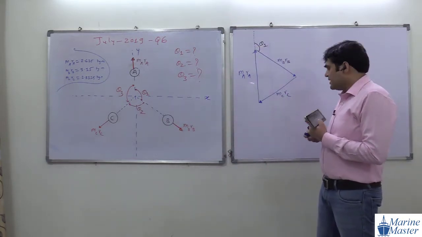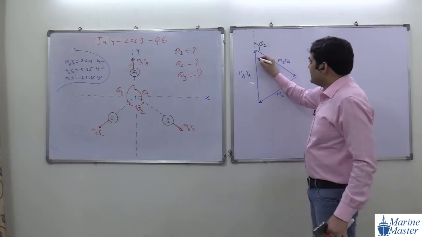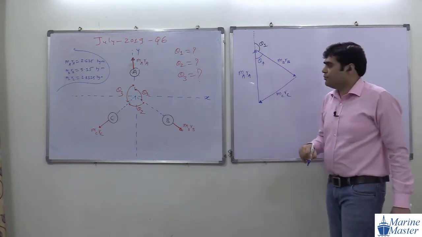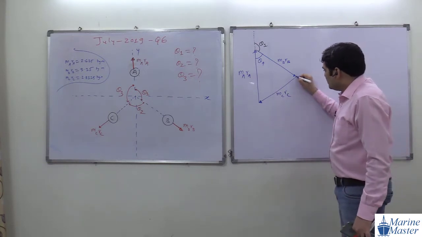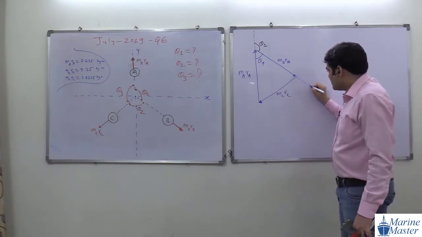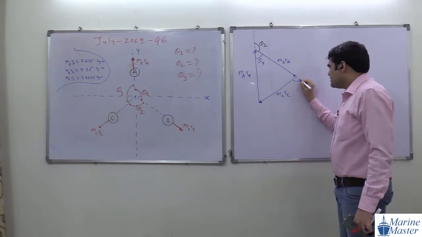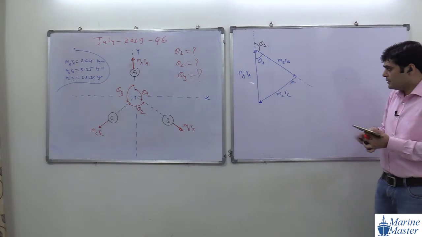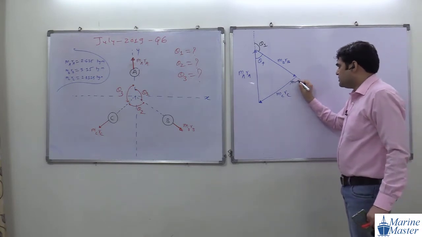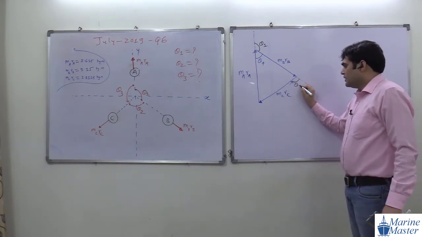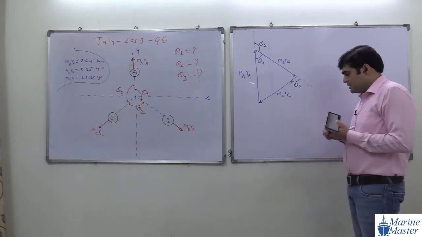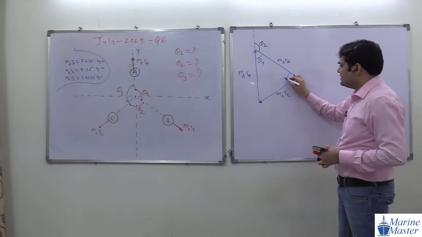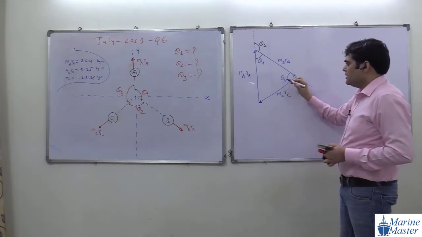We are assuming this inner angle as theta 4. Now this angle will be how much? I will use black pen for this one. So this angle will be theta 2. Okay, good. And what about this angle? We will assume this as theta 5.